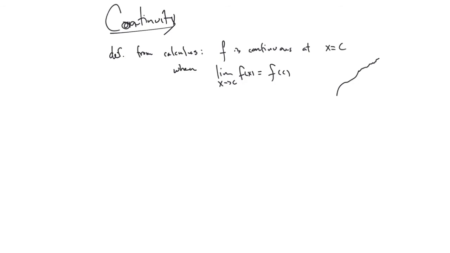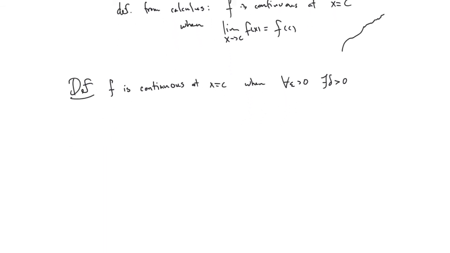Our real definition is going to be just this, only I'm going to write out what the limit means in terms of the epsilons and the deltas. So here's the definition of continuous at a particular point. So f is continuous at x equals c when, for all epsilon, come on, sorry about that. I'm just going to write the definition of that limit, which you can still see at the top there.